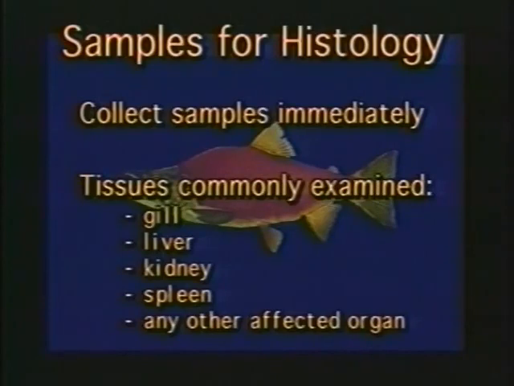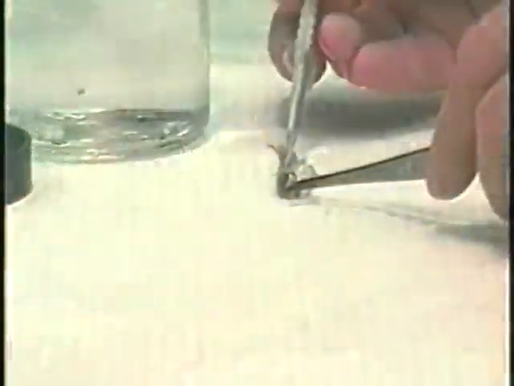Samples for histological examination should be collected as soon after the fish is killed as possible because tissues undergo autolysis rapidly. Tissues commonly examined are the gill, liver, kidney, and spleen, although most tissues are of diagnostic value. Portions of tissue should be cut out using a sharp scalpel to minimize compression, and the thickness of the sample should not exceed 1/2 centimeter.